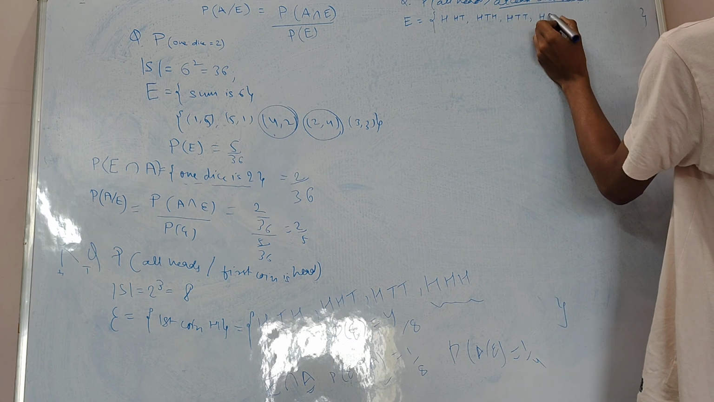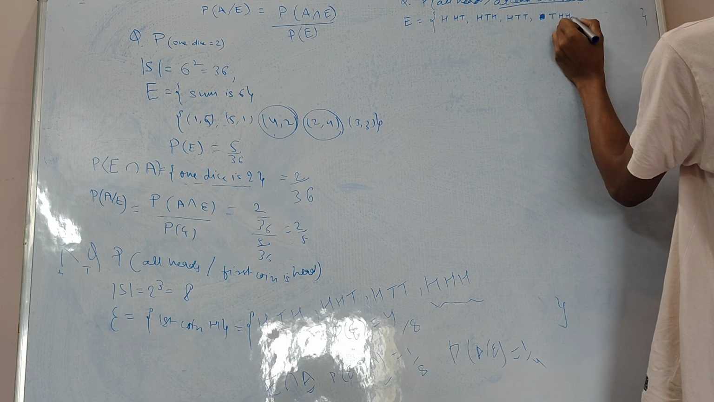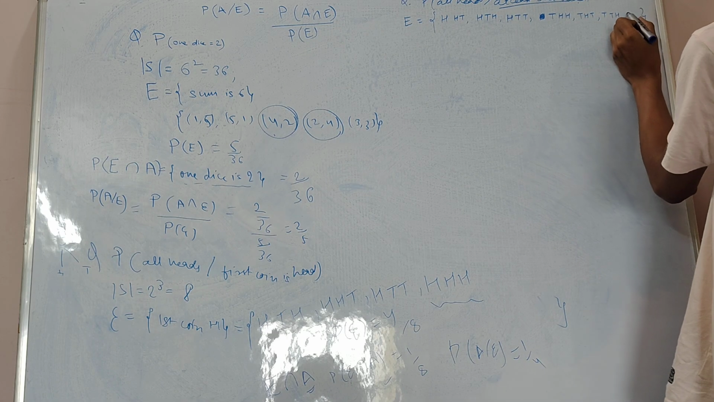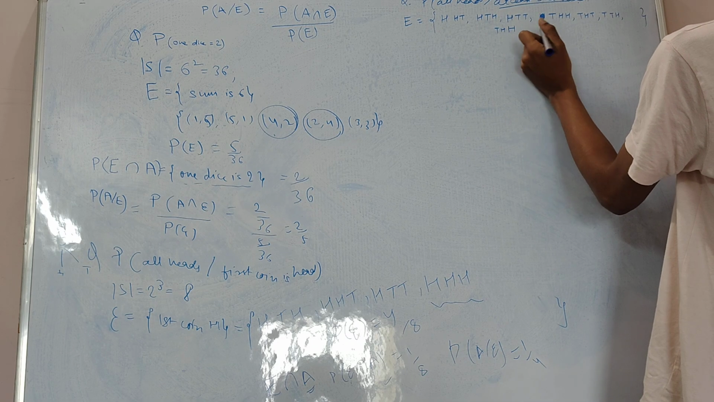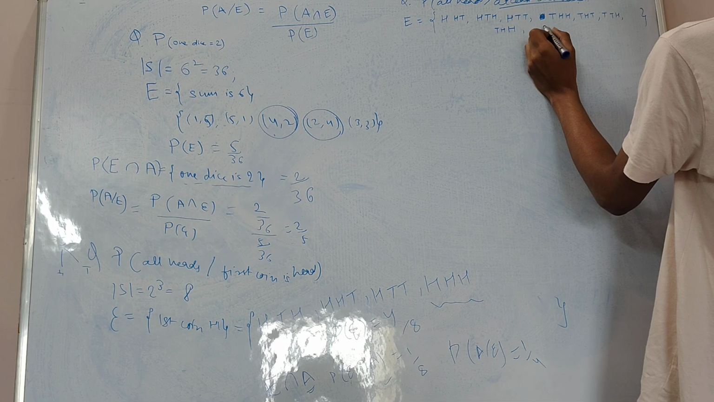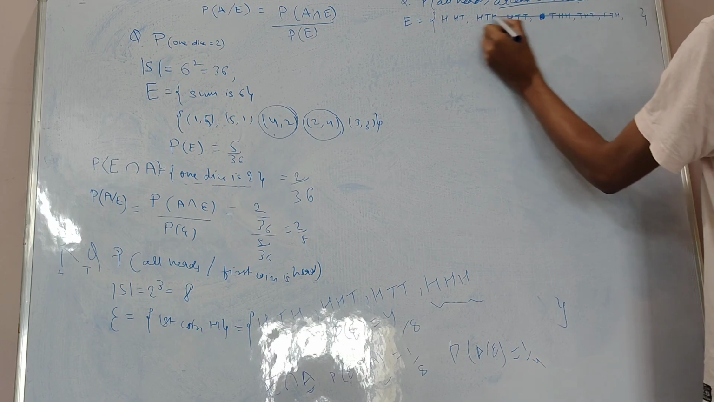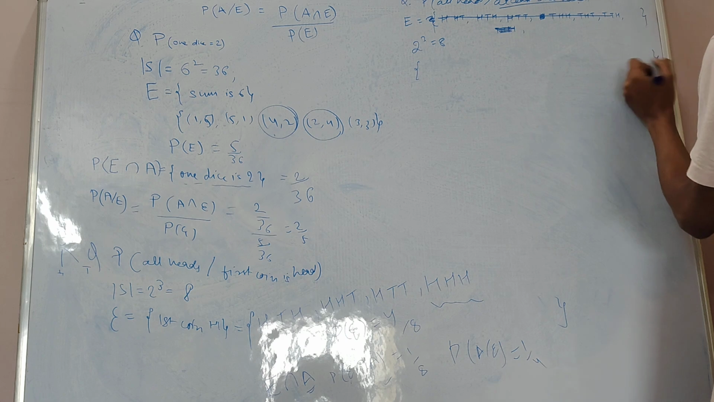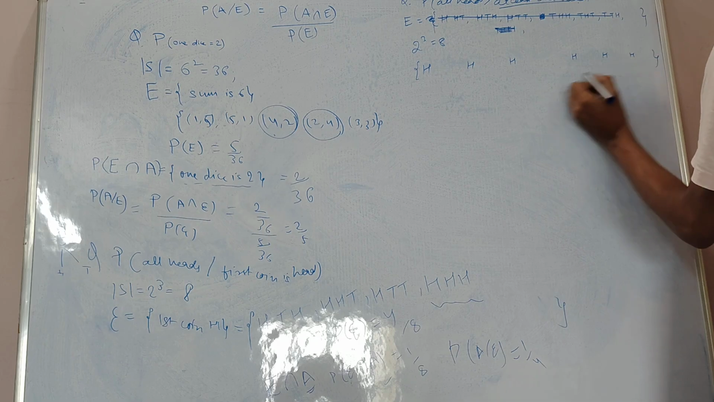And then it will be T, H, H, T, H, T, T, T, H, and then H, T, H, right? How I will do this? I know my sample space is 2 to the power 3, 8, right? So what I will do? Head, head, head, right? Then middle head, middle head, middle head, and then last I will be having head.